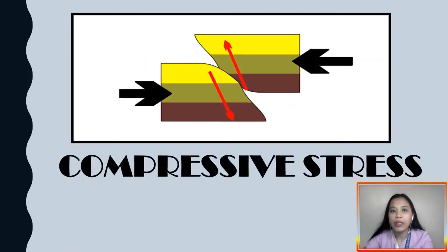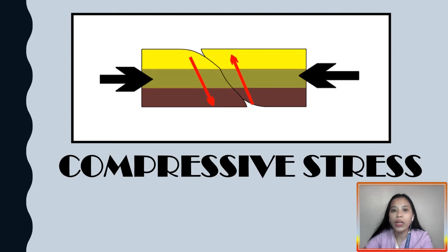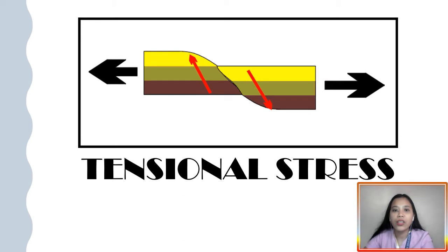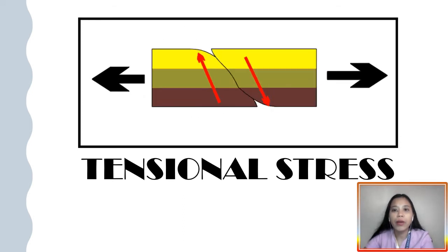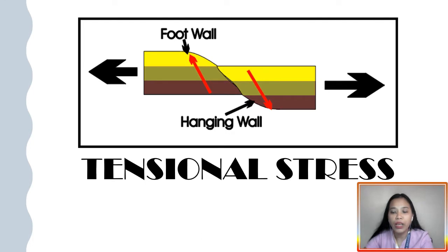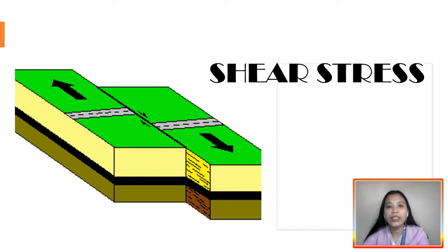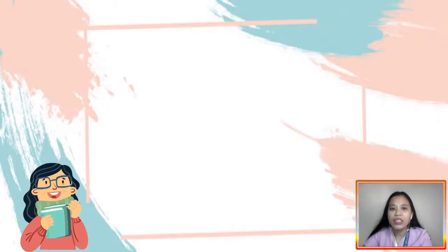Compression stress happens at convergent plate boundaries where two plates move toward each other. Second is the tensional stress, which happens at divergent plate boundaries where two plates are moving away from each other. And the last one, the shear stress, is experienced at transform fault boundaries where two plates are sliding past each other. So, whose fault? Why does Earth have so many faults? Neither mine nor yours.